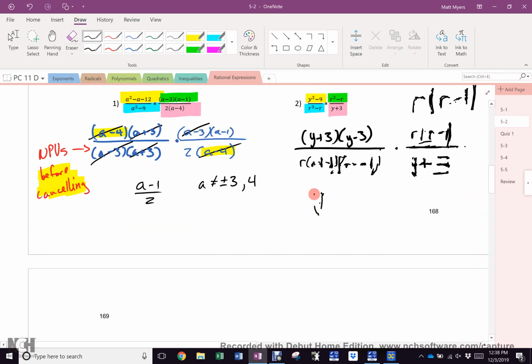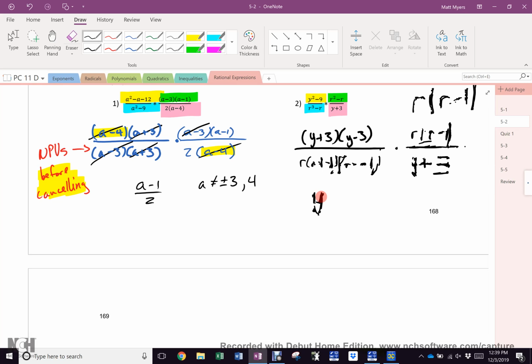You got y. Y plus 3 over here cancels, and y plus 3 cancels there, so I've got y minus 3 over. R up there cancels. I'm not going to write there because that's the wall. R plus 1 stays there, and r minus 1 cancels over there. And I'm not going to write there because that's the wall.